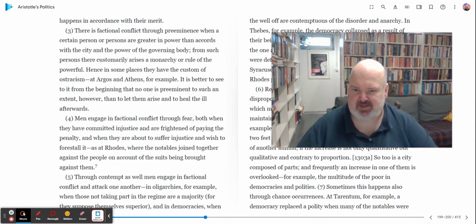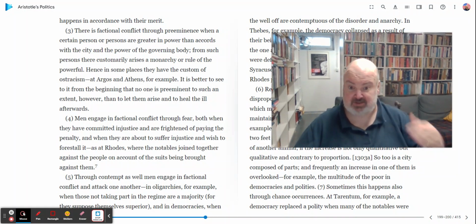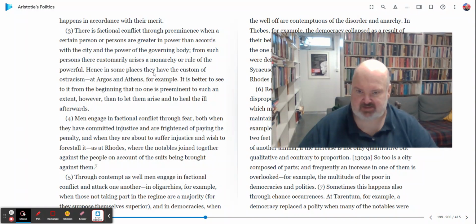Hence, in some places they have the custom of ostracism, as in Argos and Athens, for example. So therefore, this is to prevent preeminence over people. We talked about this earlier in book 3, ostracism as a mechanism of dealing with this idea of preeminence. This is too great, too big, too powerful for both the city and the power of the governing body. In other words, if these people are so great that they have more power than the governing body, they are ruling really, not the governing body.